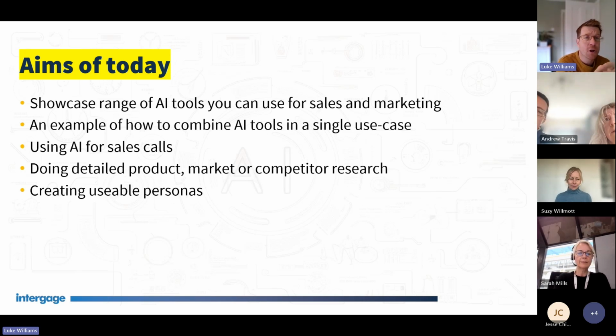We're going to show a couple of examples, one of which is how to combine a couple of tools into a single use case. We're going to look at AI for sales calls, so some of the voice agent capabilities. We're also going to look at some good tools for using AI for product, market or competitor research. And then we're going to talk a bit about personas, making use of ChatGPT's advanced voice mode and how you can use that together with personas to create some really useful stuff. I hope that's what you signed up for, because that's what you're going to get.